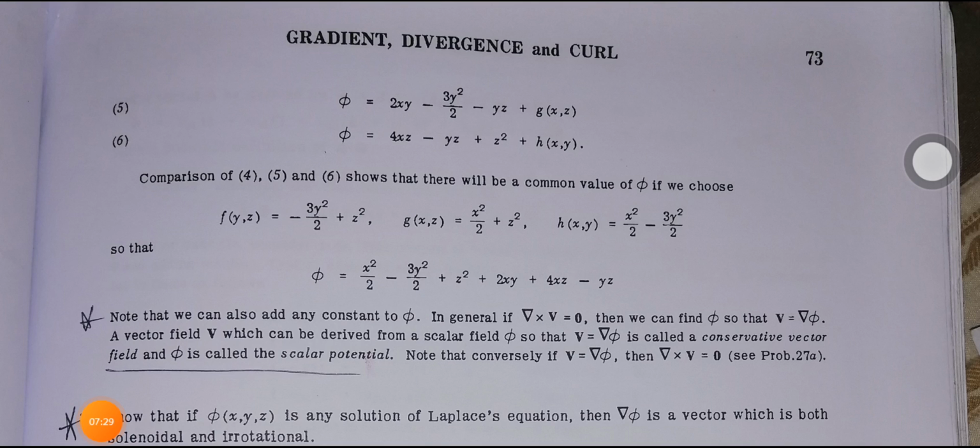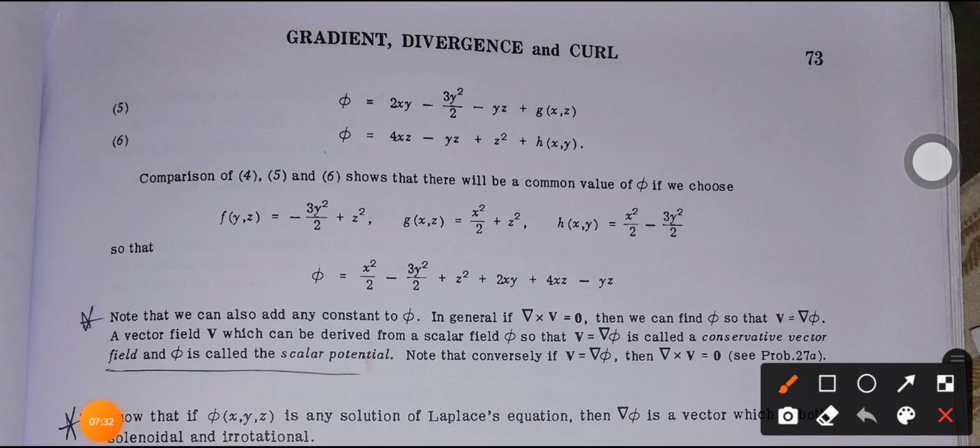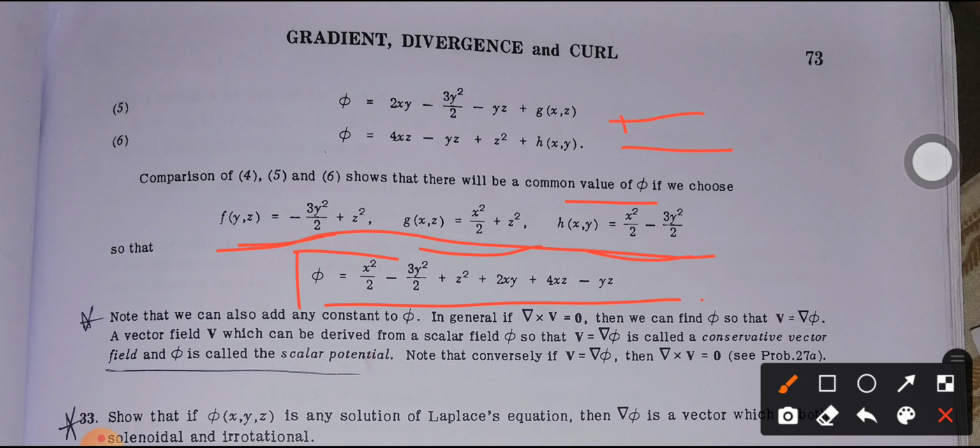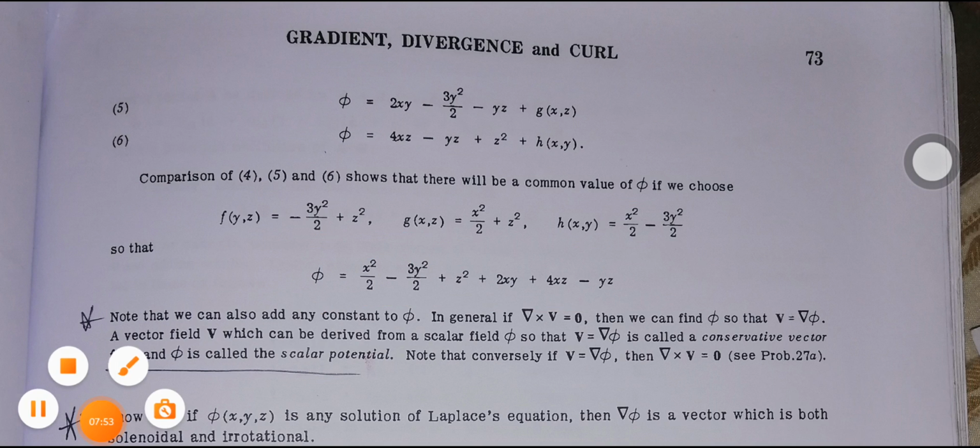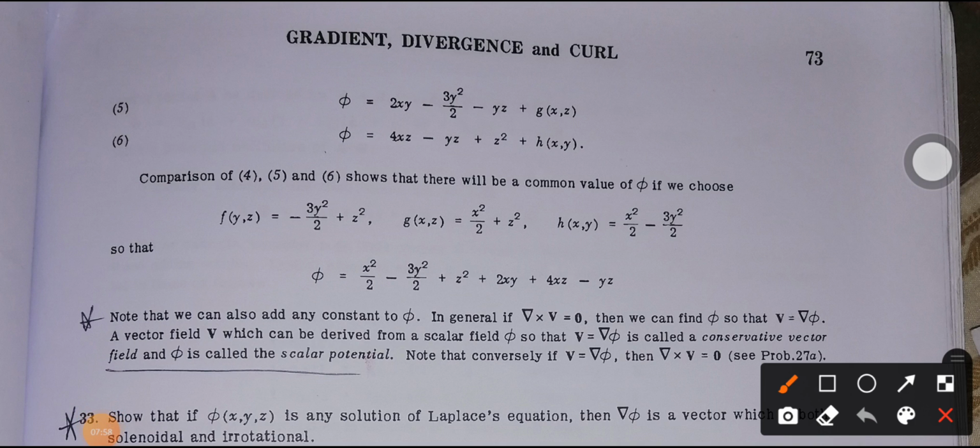So here we have the function phi when we are integrating equations 2 and 3 respectively, and we get the common value of phi in this case by simply equating the three values of phi. We get phi, f, g and h, and we can define one single function phi over here. So here we have a generalized rule that whenever the curl of some vector function is 0, that is del cross v is equal to 0, we are able to find a scalar function phi such that v is equal to del of phi, or the gradient of phi.